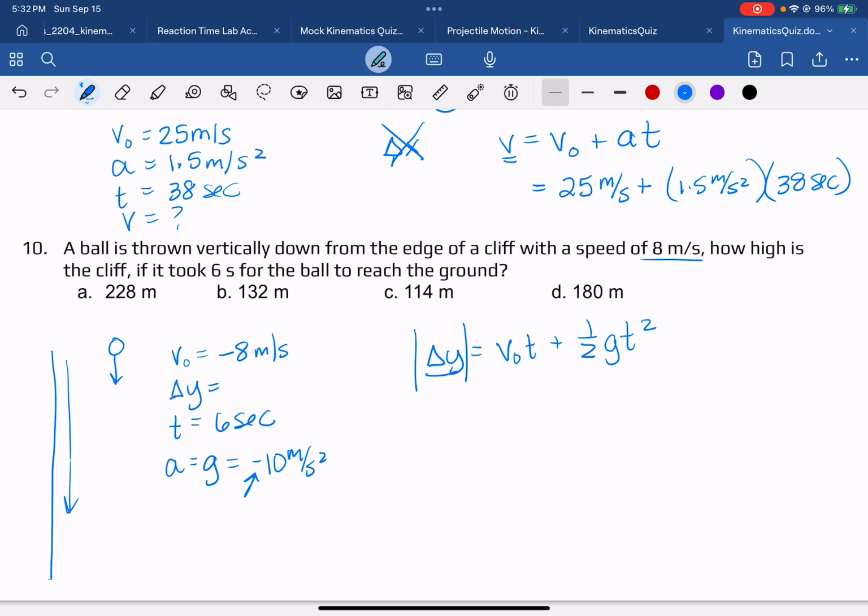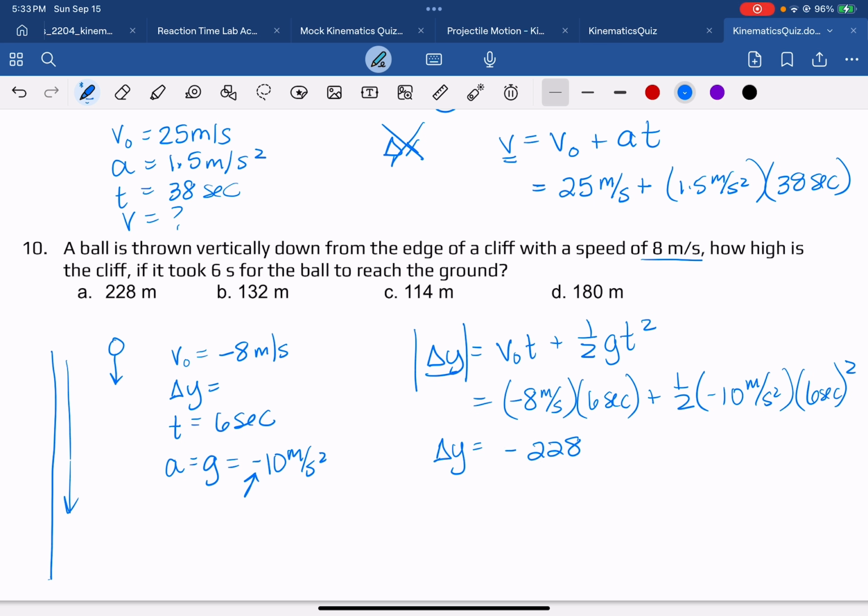Or you can just go ahead and solve this out and then use the magnitude of it to show how high it is. So I have negative 8 meters per second times 6 seconds plus 1/2 times negative 10 meters per second squared times 6 seconds squared. And so by the time I go ahead and get that whole thing out, the regular value that I'm going to get is negative 228 meters.